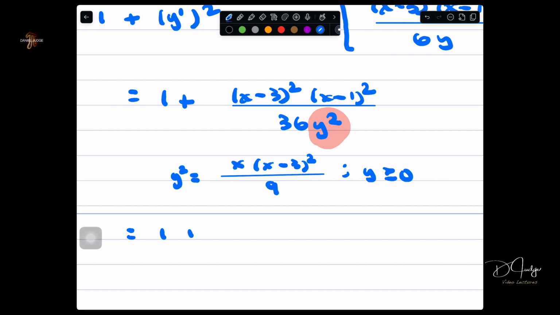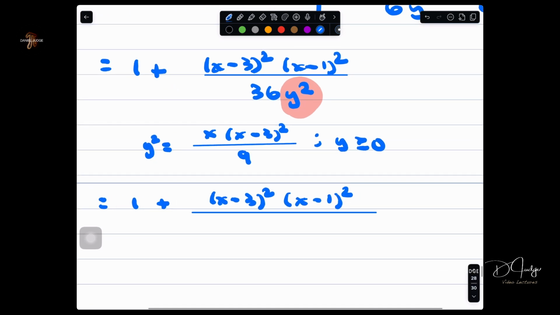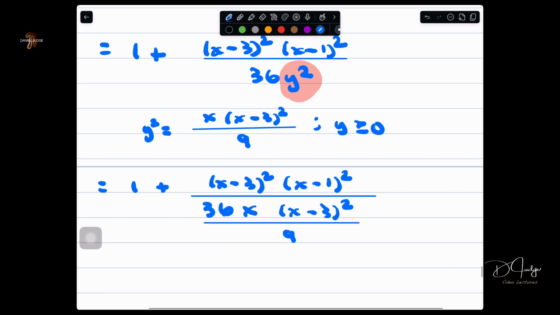So we get 1 plus (x minus 3) squared, (x minus 1) squared over 36. Now times the y squared, which would be (x minus 3) squared over 9 here. So all we did was substitute what y squared is here.